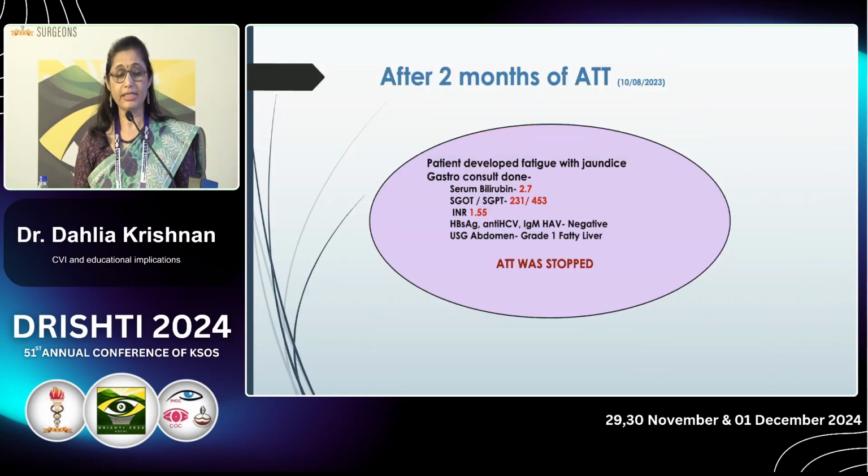After 2 months of ATT, she developed jaundice with fatigue. A gastro consult was done, which showed 10 times elevation of liver enzymes with a serum bilirubin of 2.7. So viral hepatitis was ruled out and ATT was stopped.